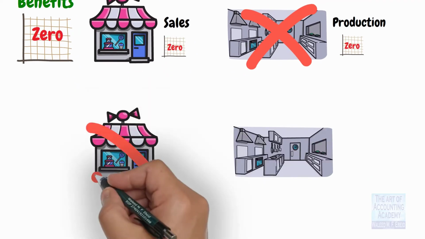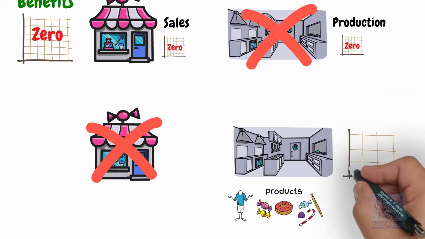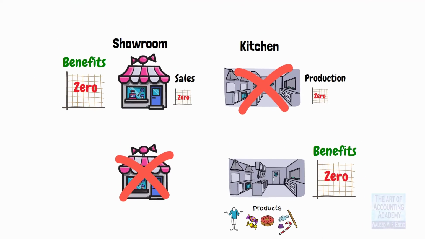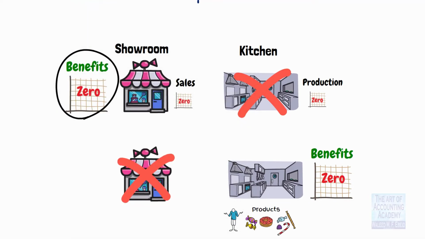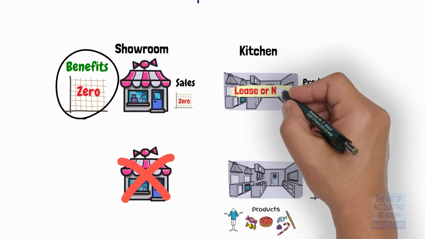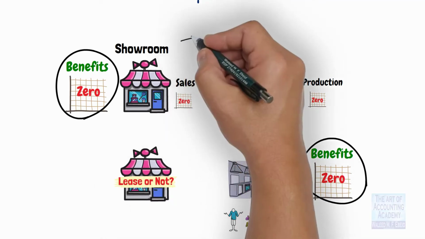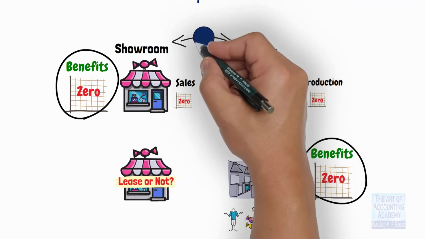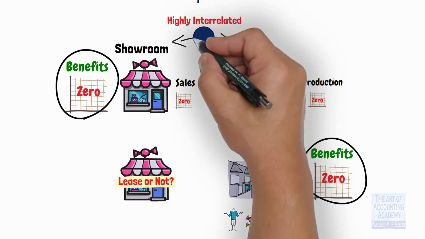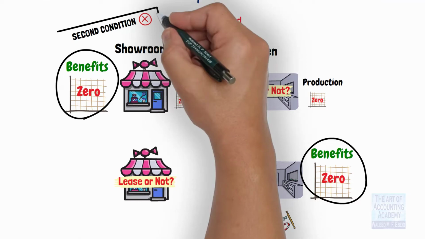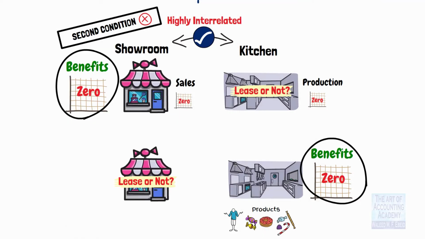Also without the showroom, the lessee won't be able to sell its production from the kitchen. So, we can say that the lessee's ability to benefit from the showroom is significantly affected by its decision of whether to lease the kitchen, and vice versa. Based on that, we can conclude that both the showroom and the kitchen are highly dependent and highly interrelated, a case which does not satisfy the second criterion for both of them.